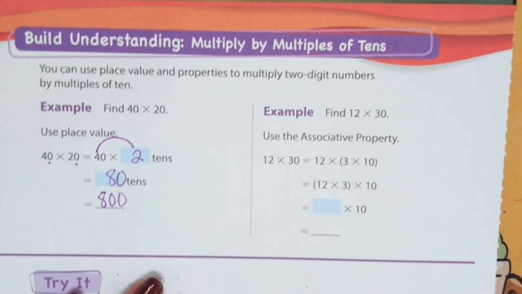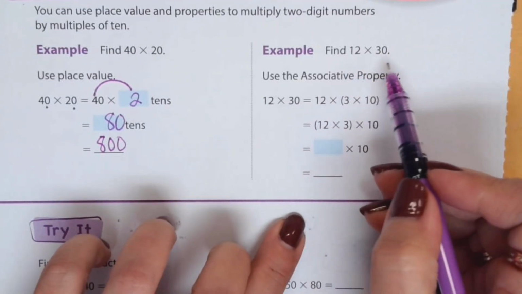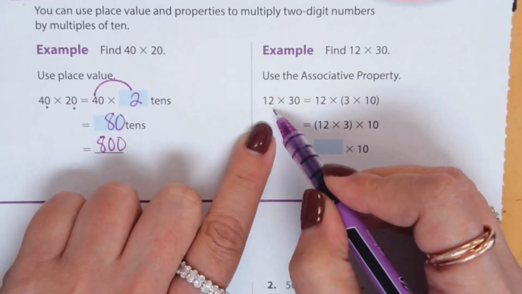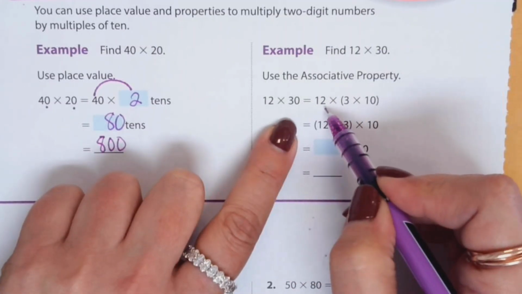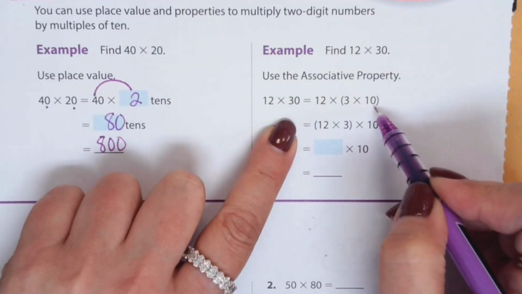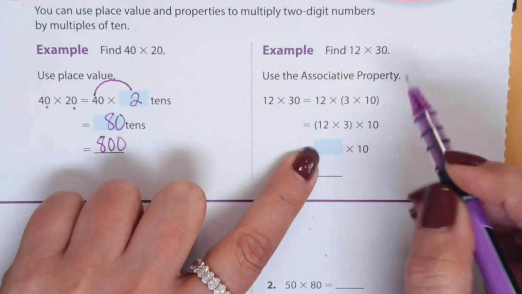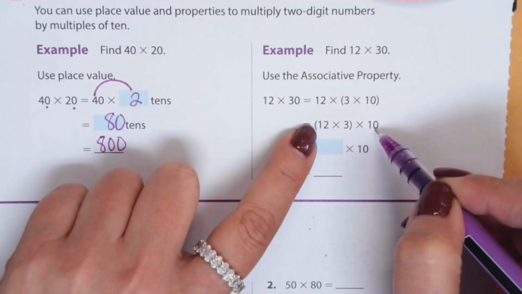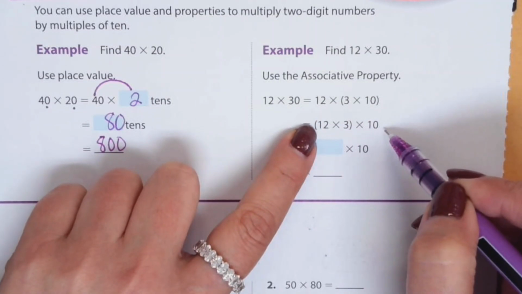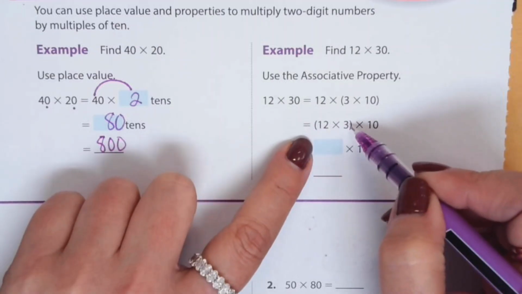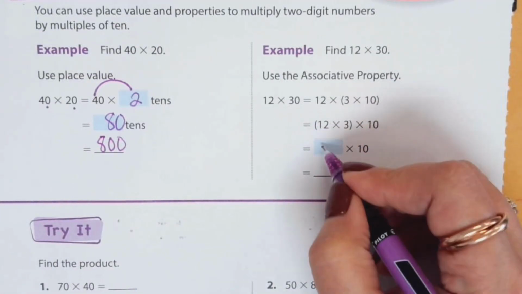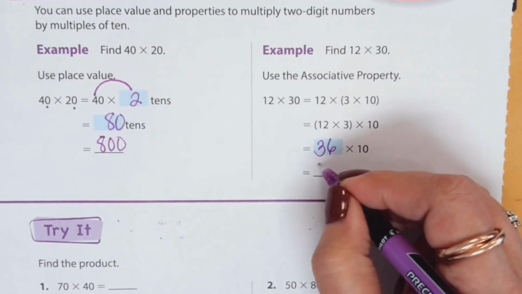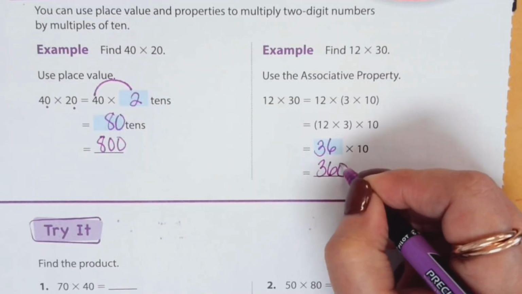Now, you can also use the associative property of multiplication. In this case, we have 12 times 30, which is the same thing as saying 12 times 3 times 10, isn't it? Now, we can group these two together and leave the 10 aside. Why? Because it's easier to multiply this first. 12 times 3 is equal to what, boys and girls? 36. Now, 36 times 10, all we do is we write 36 and add a 0.